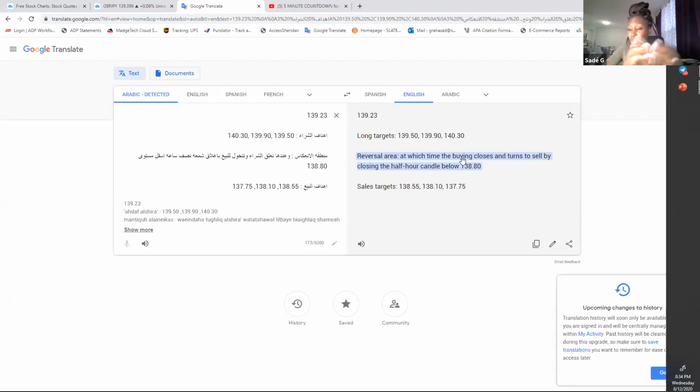How you understand if it's turning into a sell is if on the 30-minute chart, you guys know about the different time charts. You got 1 minute, 5 minute, 15 minute, 30 minute, 1 hour, 4 hour, daily, weekly, and monthly. Cool. If on the 30-minute chart the candle closes below 138.8, you're going to put in a sell order with the take profit levels of 138.5, 138.10, 137.75. That's it.